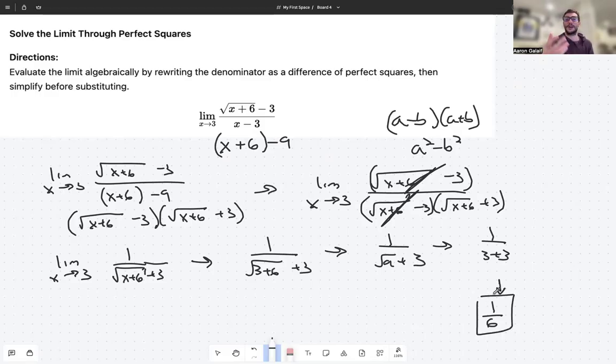So that is another method for how to solve this problem without using the conjugate.